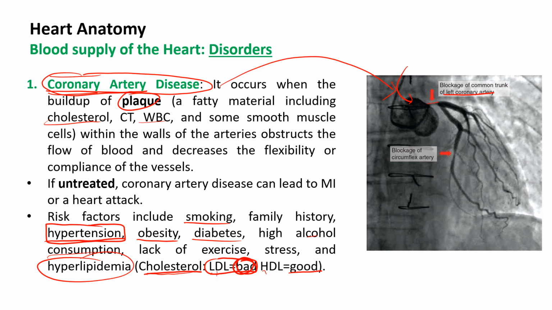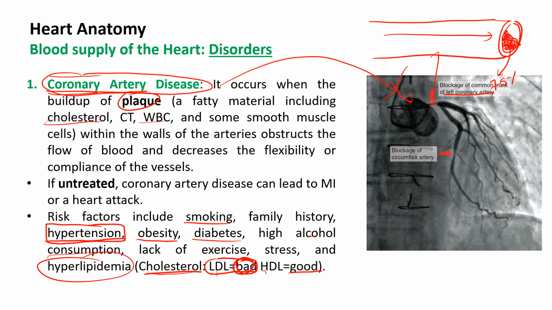That narrowing, if we draw here, means that you have a blood vessel. It's supposed to be like this. And you have a plaque that is growing and growing and growing, blockading and obstructing the blood flow. So most of the time the patient will be asymptomatic until this plaque reaches or covers about 70% of the lumen.